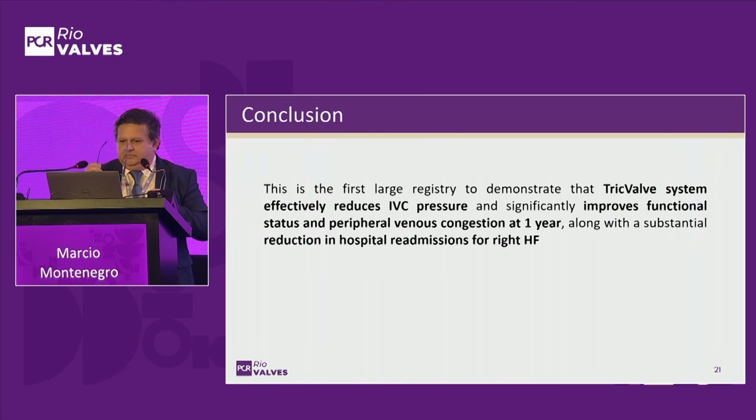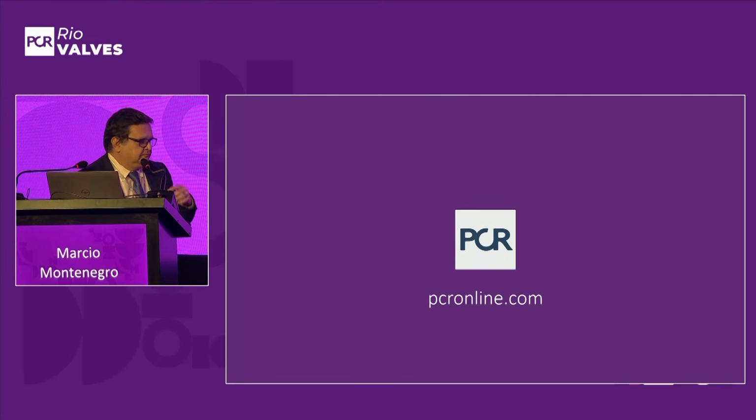In conclusion, this is the first large registry to demonstrate that the TricValve system effectively reduces IVC pressure and significantly improves functional status and peripheral venous congestion at 1 year, along with a substantial reduction in hospital readmission for right heart failure. Thank you.